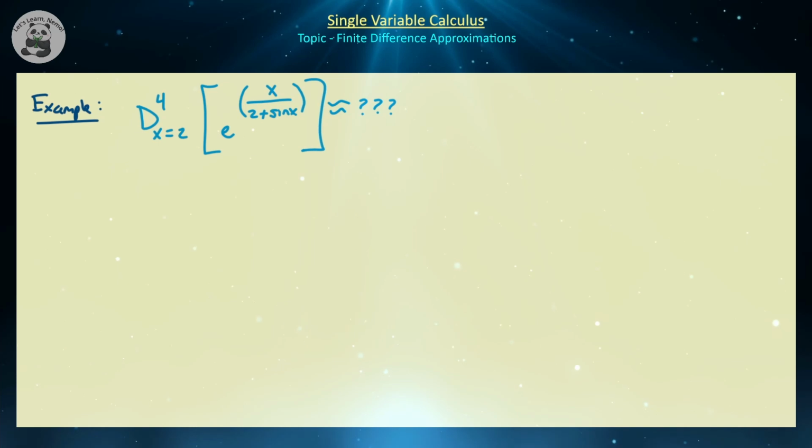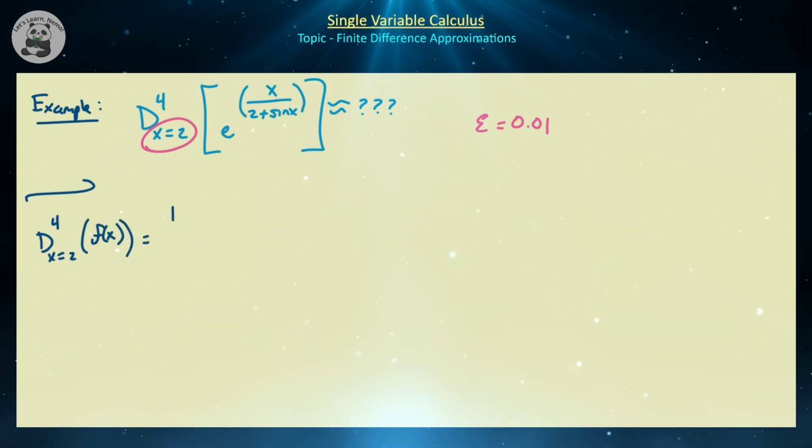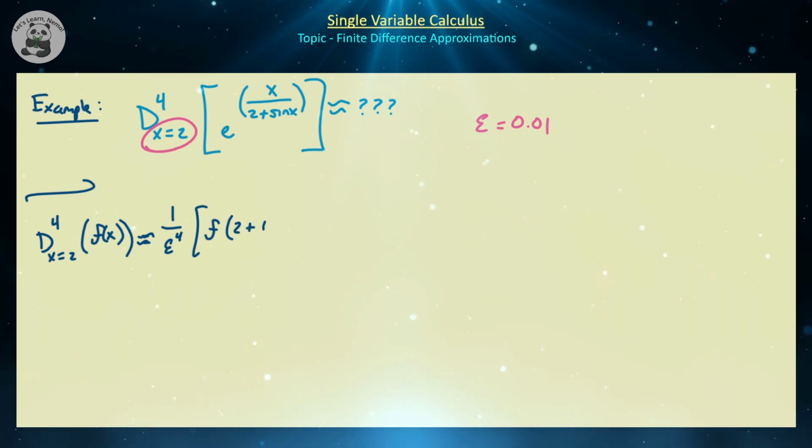So let's assume that we want to find the fourth derivative of this function when x is equal to 2, and let's assume that we are willing to work with an epsilon value of 0.01 with a forward finite difference approximation to this value. So what would the forward difference representation for the fourth derivative at 2 look like? So the fourth derivative evaluated at 2 of this function, let's call it f of x, is going to be equal to 1 divided by epsilon to the power of 4, and again this is an approximation of f of 2 plus 4 epsilon.